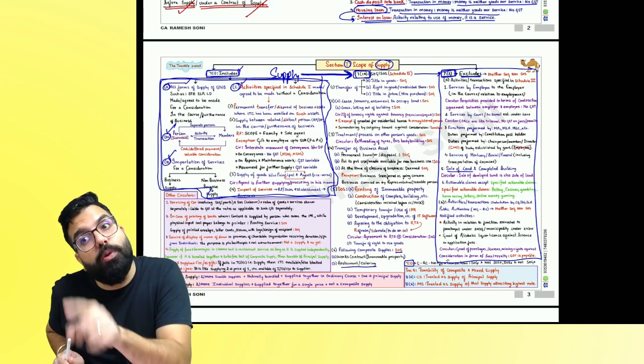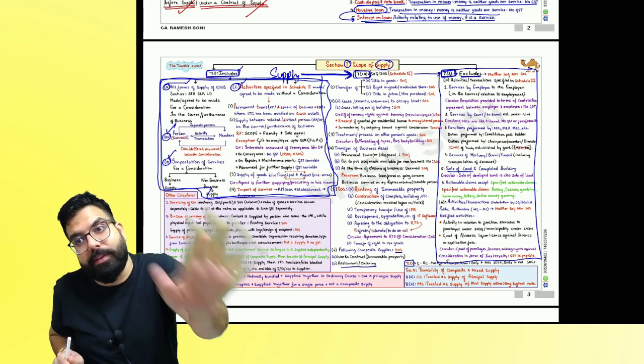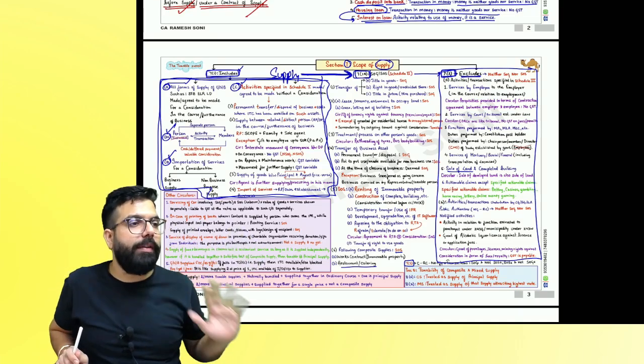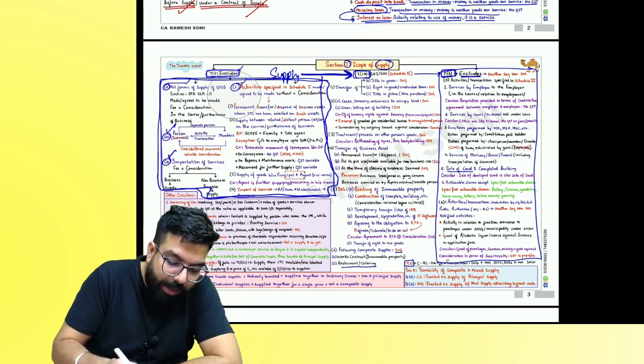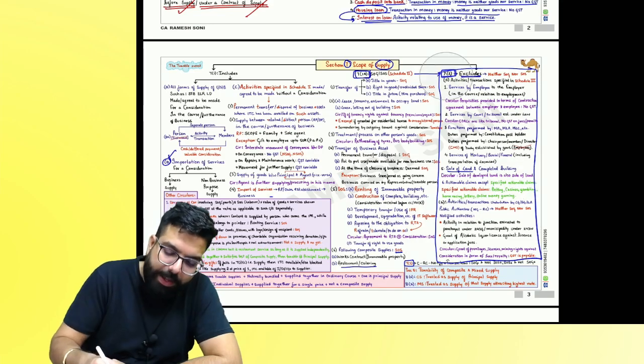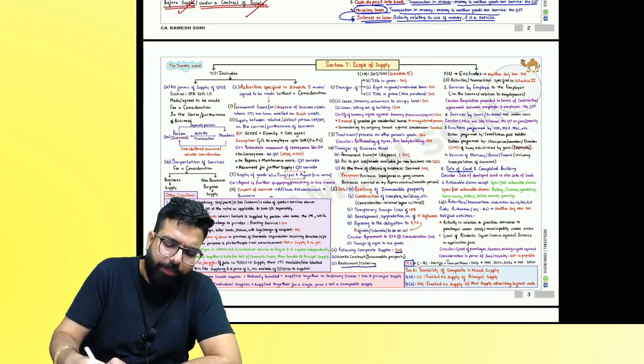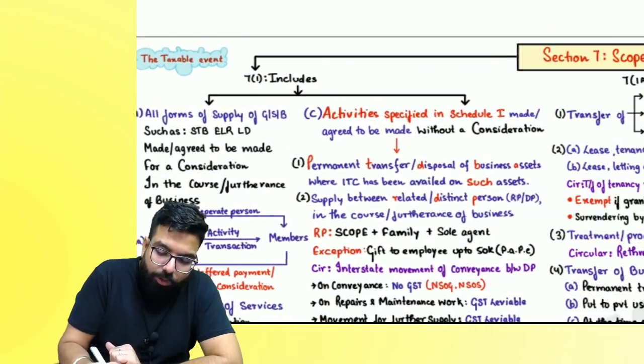If it is supply of goods, goods ka rate will apply. Service, then service ka rate will apply. Are you guys able to understand? Can I go ahead, everyone? Let's start understanding with section number 7.1A. But very, very easy. Section number 7.1. So what is supply, everyone?